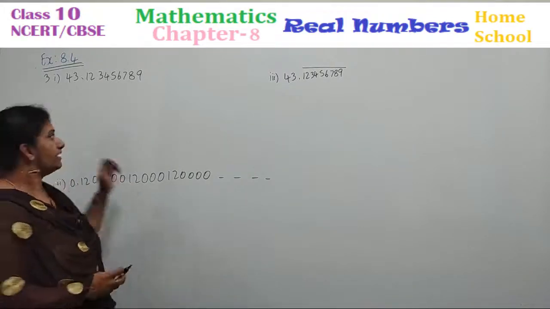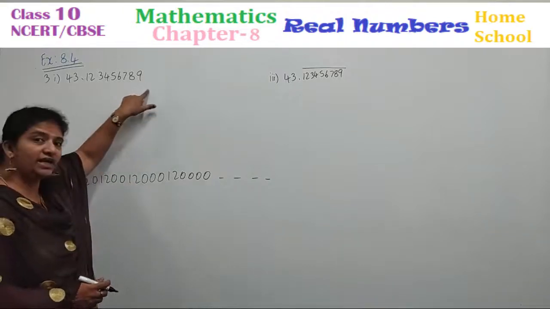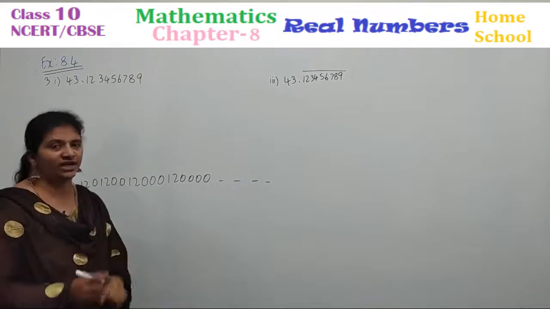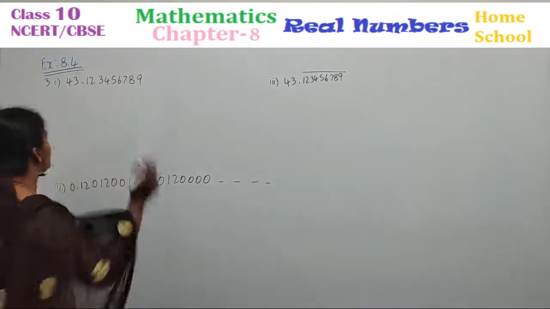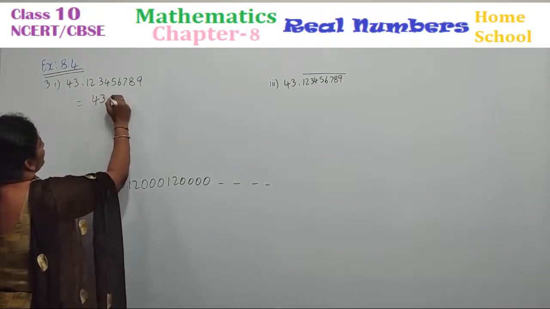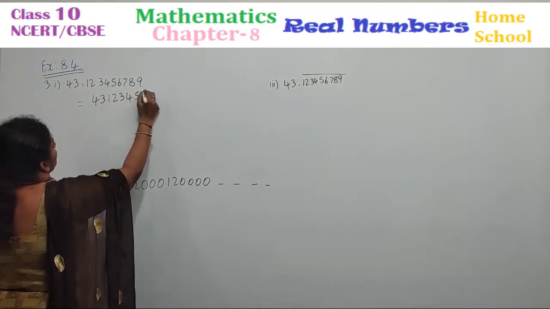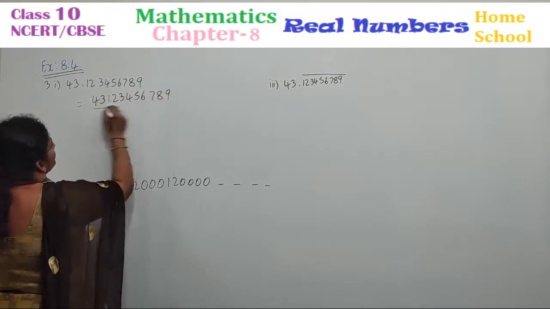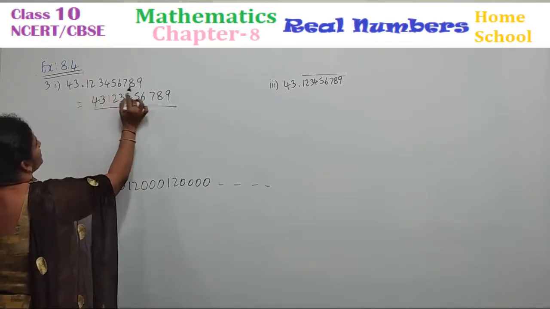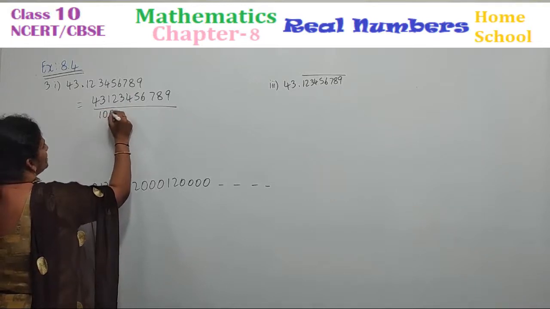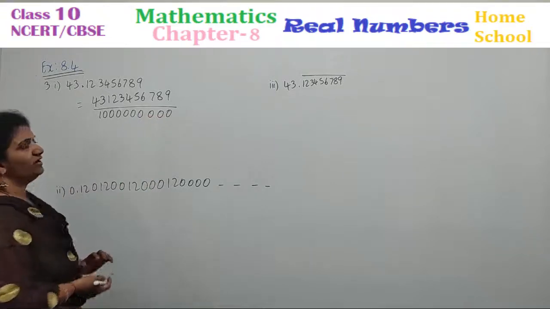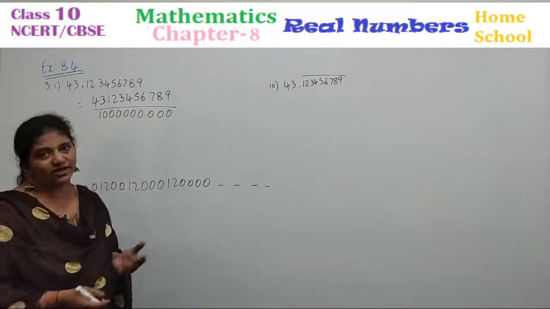Observe this decimal expansion. What can you say? The decimal expansion is a terminating decimal. If it is a terminating decimal, then it will be a rational number. So rewrite this decimal expansion, children. You can write it as 43123456789. Okay. So after decimal point, how many decimal places you have? It will be 9. So put here 1, 2, 3, 4, 5, 6, 7, 8, 9. Like this, you need to rewrite the decimal into rational.